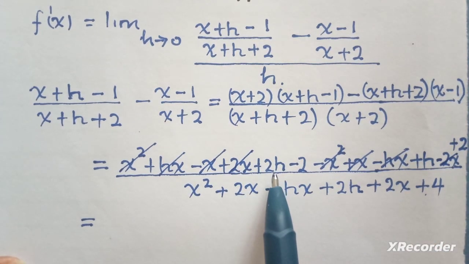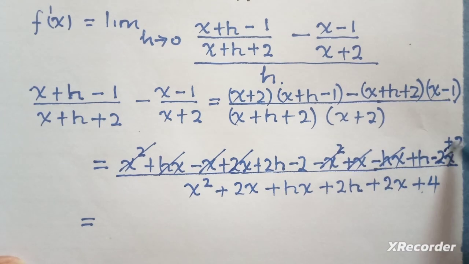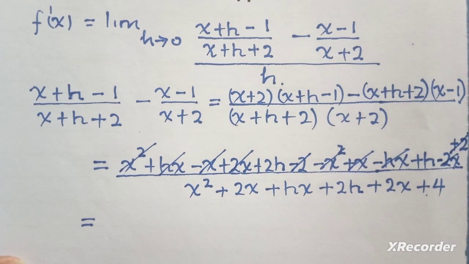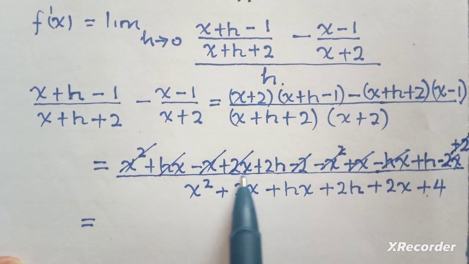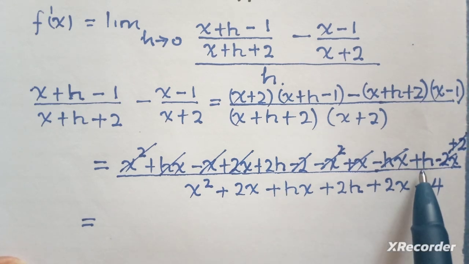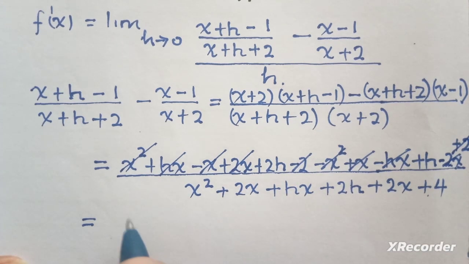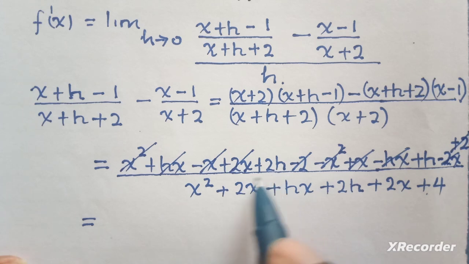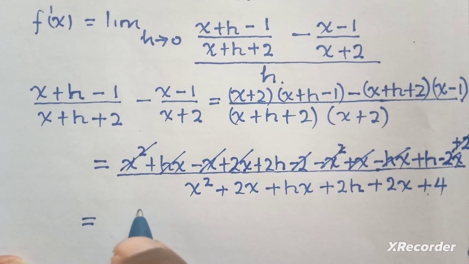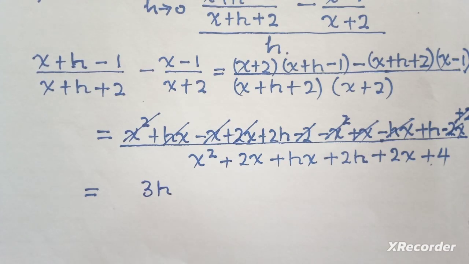Then we are left here with, okay, negative 2 can cancel this plus 2, like that. And what are we left with? We are left with 2h and h. So guys, because already we have cancelled, this 2x is cancelled, this 2 is cancelled, what we are left with at the top is actually 2h plus h, that is 3h. That is what we are left with on the numerator.